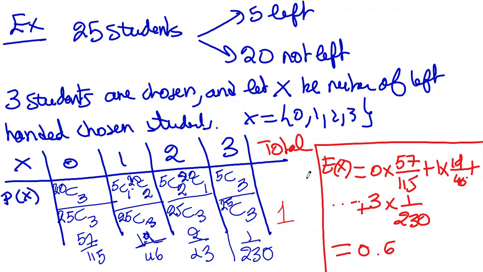How are you gonna find the expected value? We do 0 times 57 over 115 plus 1 times this one plus 2 times 2 over 23 plus 3 times 1 over 230, and I'm gonna get 0.6. What is the meaning of 0.6? For example, if I am choosing 3 students, the expected number of left-handed students is 0.6. So I'm expecting, what is the probability of having a student who is left-handed? This is the important part of E of x.